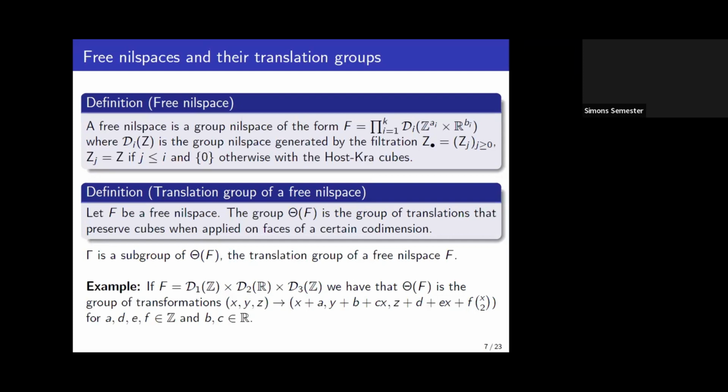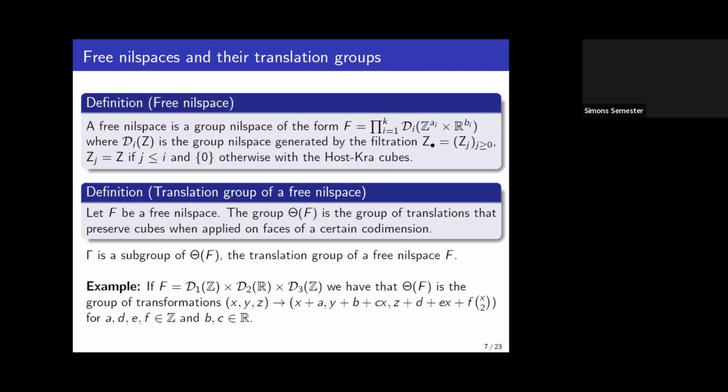Then we have this other definition that also Pablo has told us about, the translation group of a free nil space. This morally just corresponds to, given a nil space, a group that respects cubes, that you can apply to certain cubes in some phases, and then they are preserved by that. It's a group. And the two important things about this are, the first one is that gamma will be a subgroup of this group. And the second one is that this group is easily describable.